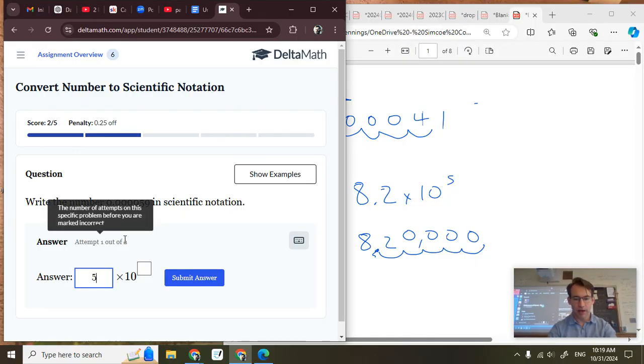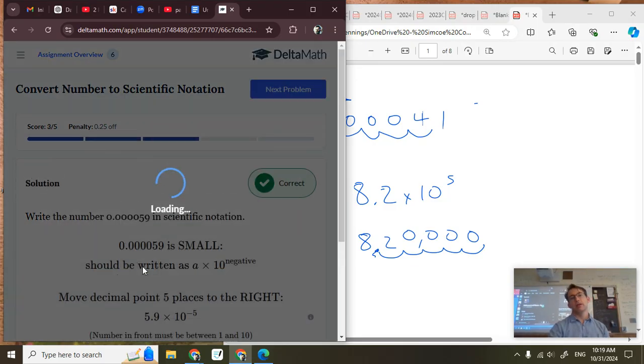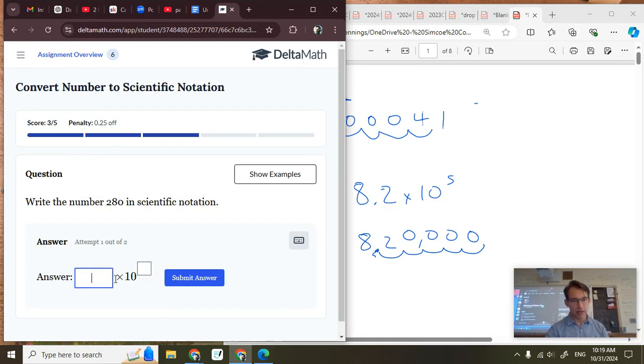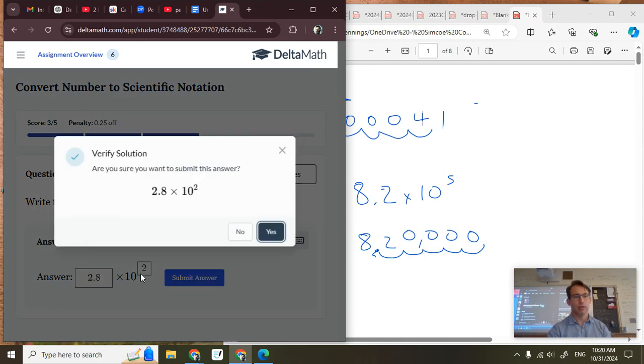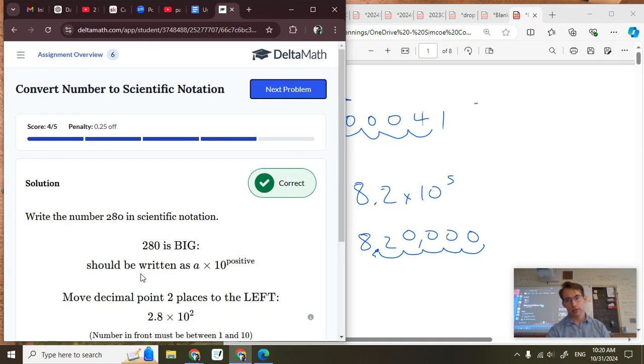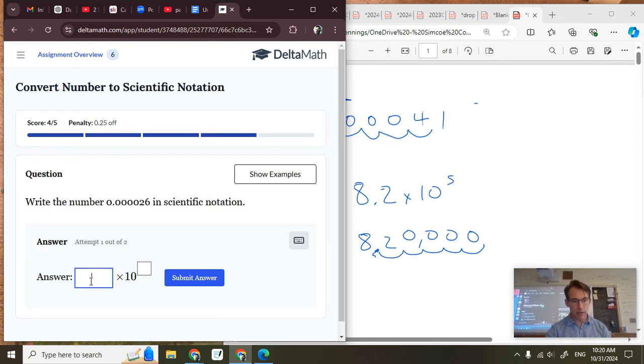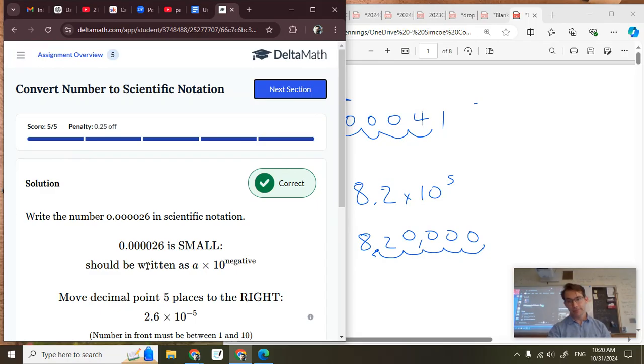So this is 5.9. This number is small. So we have to move it, let's see, 1, 2, 3, 4, 5 times. So to the negative 5. And that is all. Okay, let's go. This is 2.8. We only want 1 digit to the left of the decimal point. We have to move it twice. So that's that. This one is 2.6. We have to move it 5 times, and it's small. This is what we do.